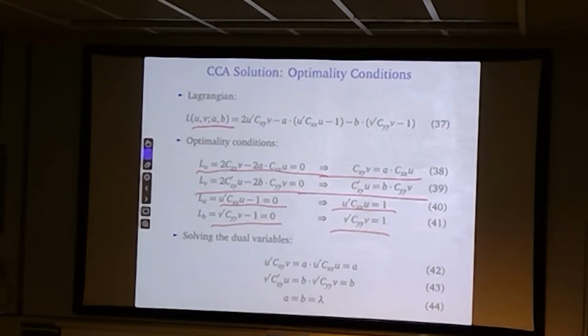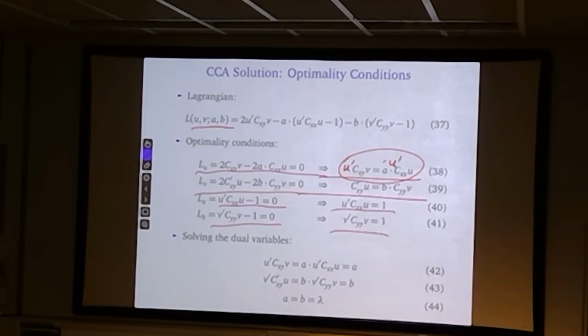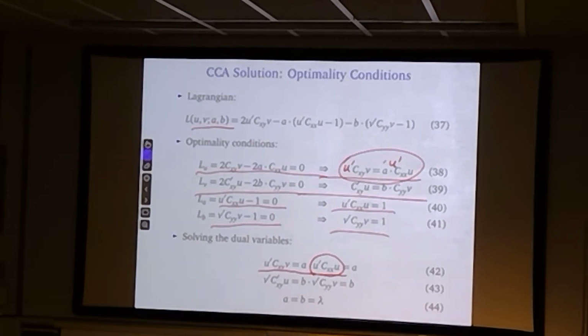Now, I have this equation. If I do this U transpose on both sides, I will have U transpose Cxx U, and we know from the constraints it's 1, so it becomes A. Likewise, if we multiply this by V transpose on both sides, we will have this equals B times this, and this is 1 equals B.